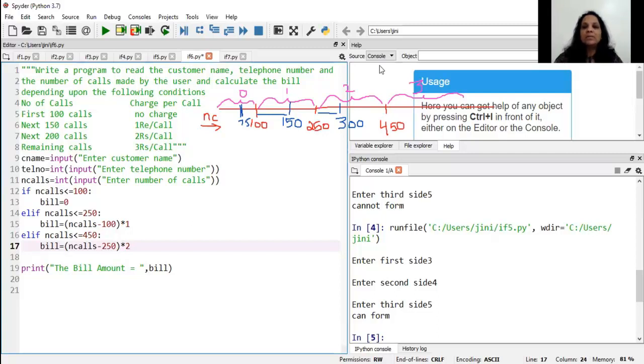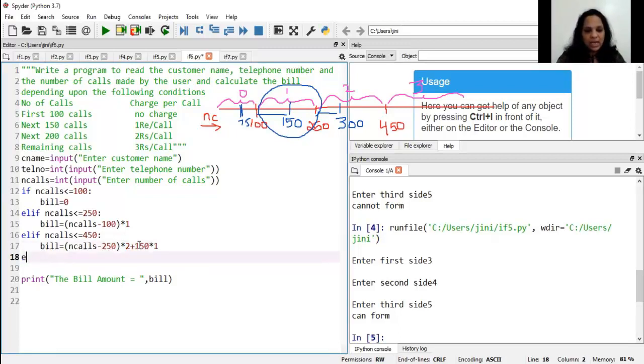Fine. But tell me something. If I have made 300 calls, have I made all these 150 calls also? Yes, I can't reach 300 if I've not crossed that particular range. And for that range, how much are they charging me? 1 rupee, which means for all the 150 calls that I had made before I reached the 300, I have to be charged 1 rupee. Correct?